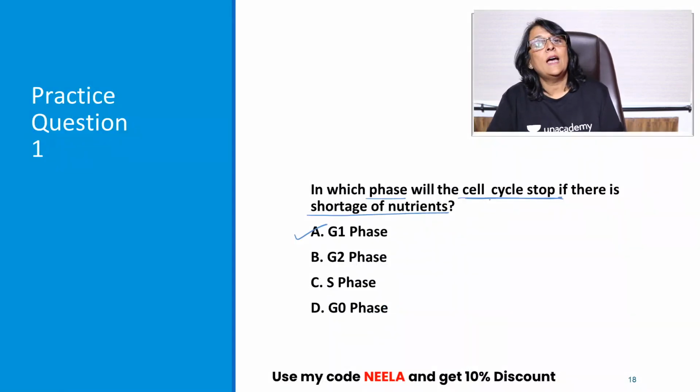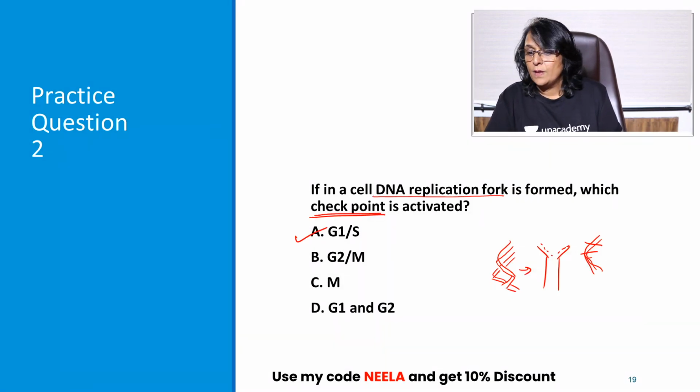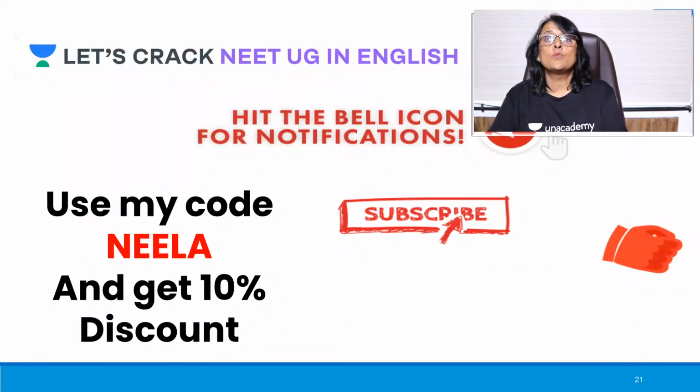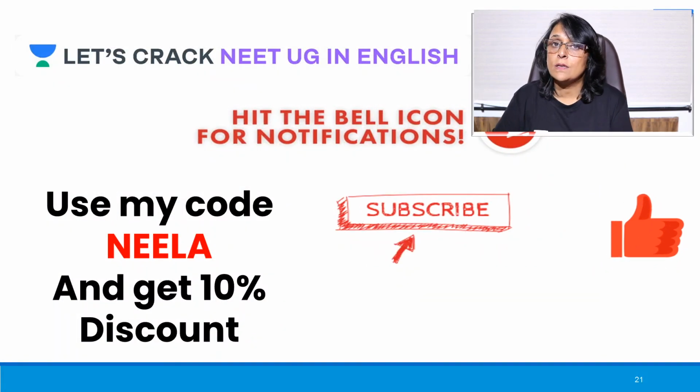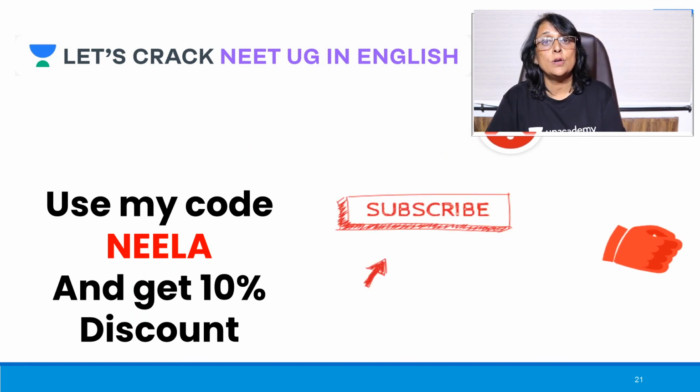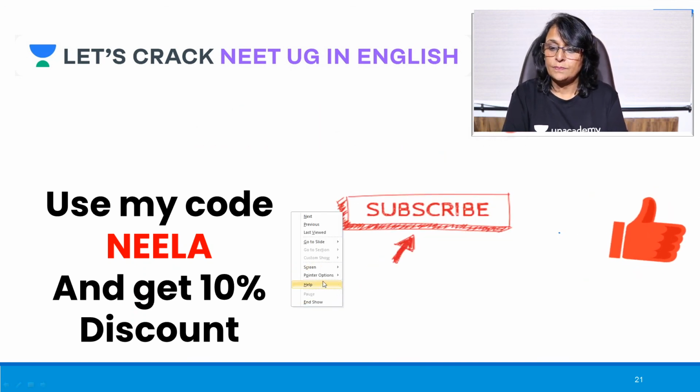And then we had some practice questions. I gave you 3 questions. If you were not able to do or solve these questions properly, I would suggest that you revise the basic concept of cell cycle and checkpoint and then try to attempt these questions. Okay? So, this is what we had for today's lecture. I hope these 2 concepts are absolutely clear to you.